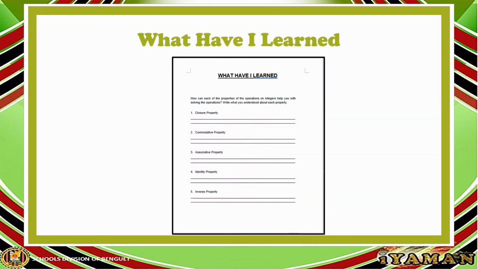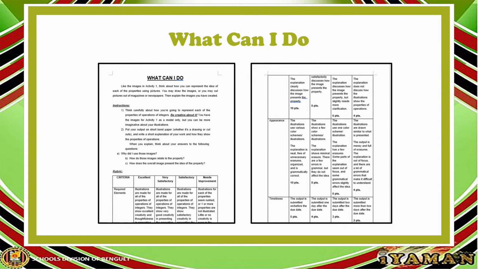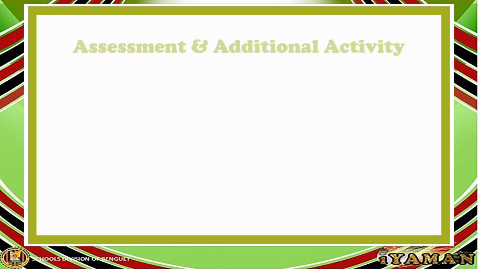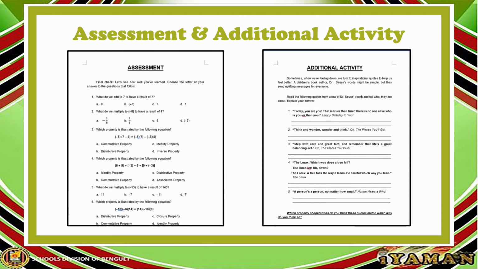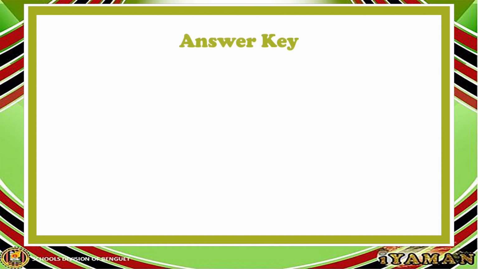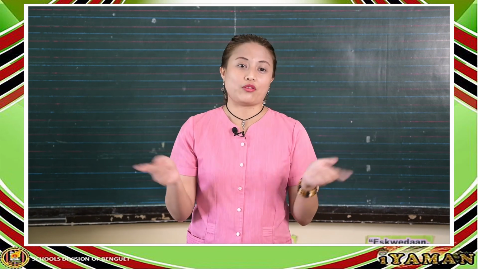To summarize the lesson, do the activity on what I have learned. To help you connect this lesson to real-life situations, you have the activity on what can I do. And of course, you have the last check on what you have learned in this module and other additional activities that you can do to improve your understanding of the lesson. In using this module, you can constantly check if you have done well in the activities through the answer key on page 29. Now, our motto is, honesty is the best policy, not only in your classroom, but also in your home or wherever you are.